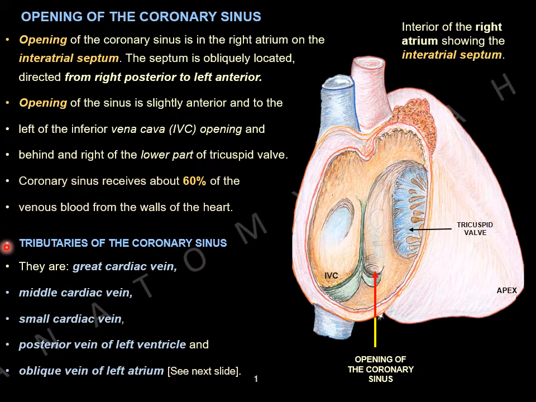Tributaries of the coronary sinus. They are the great cardiac vein, middle cardiac vein, small cardiac vein, posterior vein of the left ventricle, and oblique vein of the left atrium.